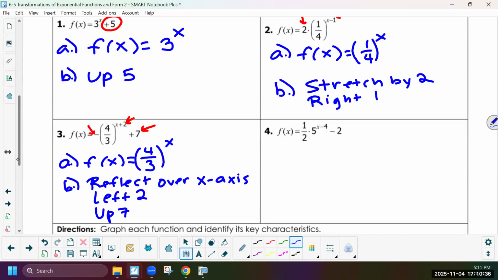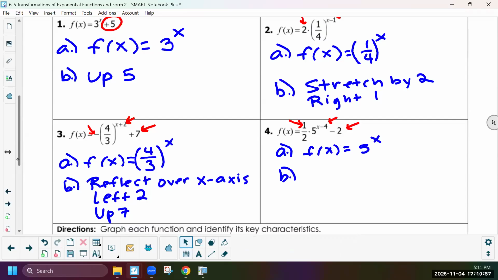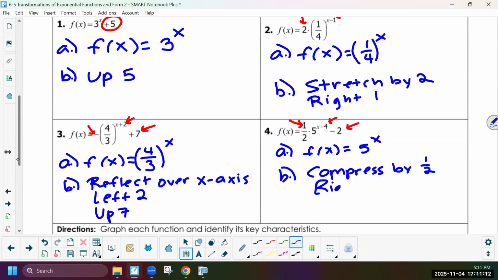All right, for number 4, our parent function is f of x equals 5 to the x power, the base and the exponent. Our transformations, this one had a few things happen to it. I see a 1/2 in the front. I see a -4 and a -2. Okay, so that 1/2 is a compression by 1/2. Our -4 is going to move it, sorry, right 4. And the -2 is down 2.